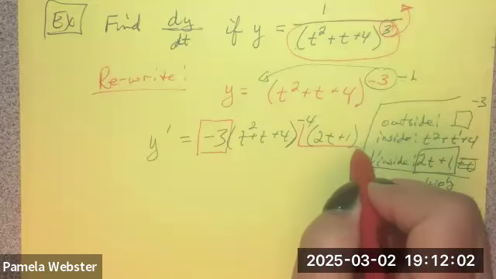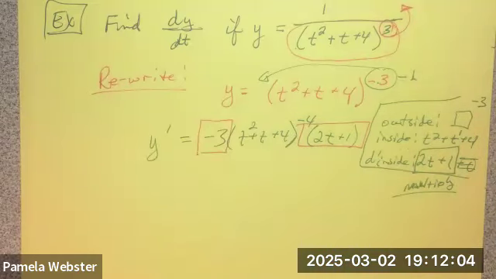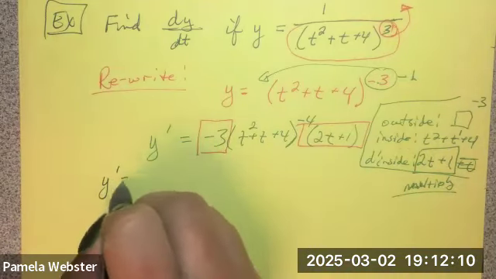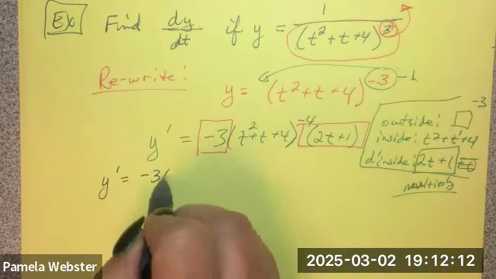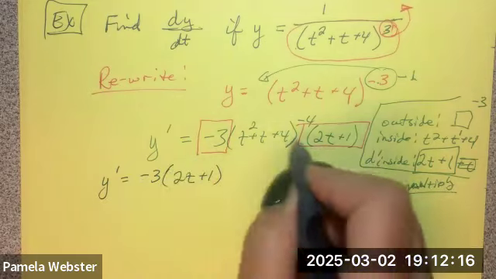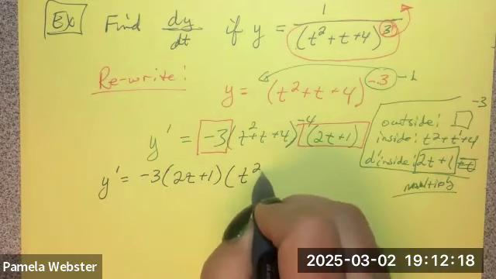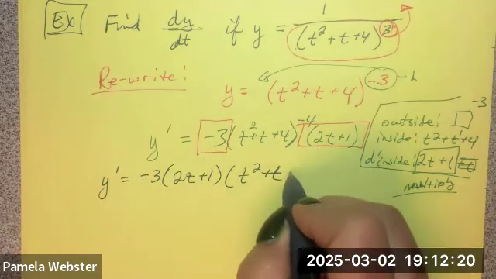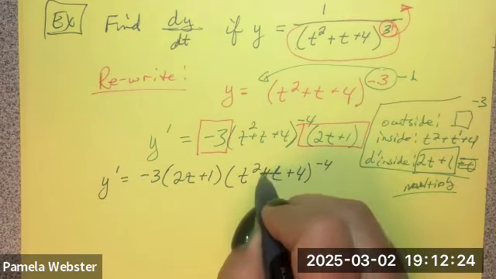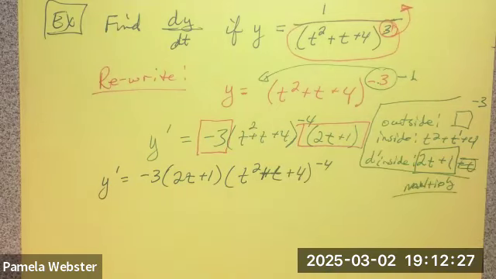But the -3 and the 2t plus 1, can we multiply that? Yes, we can. Let me rearrange it real quickly. Y equals, I've got a -3 times a 2t plus 1 times all this stuff, t squared plus t plus 4 to the -4th. My allergies are bugging me. I'm sorry, guys. To the -4th.